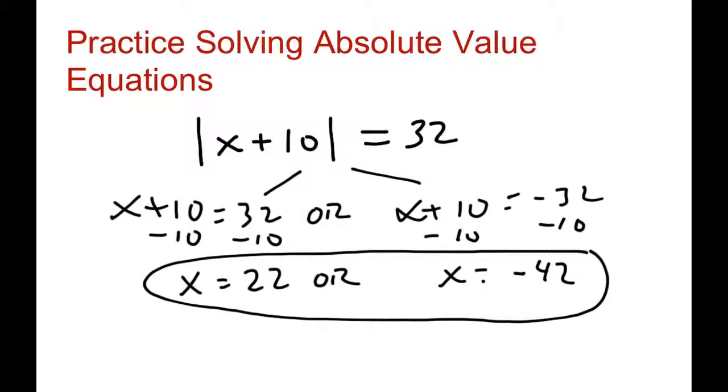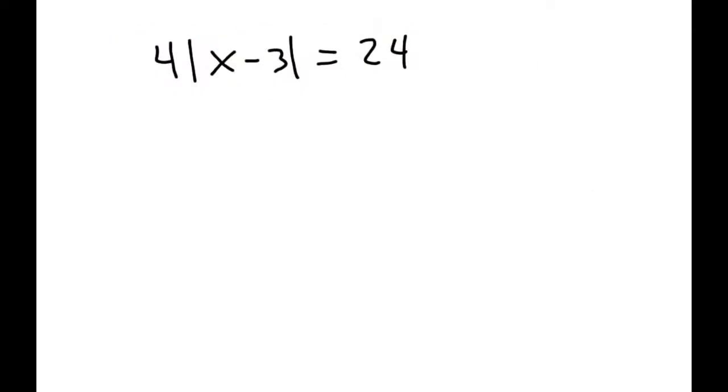Remember, if you don't feel 100% sure, take both of those numbers and substitute them back in. If I put 22 in for x, 22 plus 10 is 32, and the absolute value of 32 certainly equals 32. If I put negative 42 in for x, negative 42 plus 10 is negative 32, and the absolute value of negative 32 is 32 as well. So we're good.